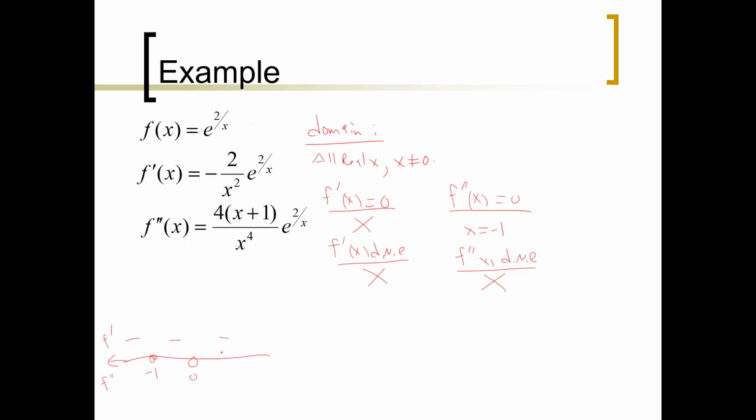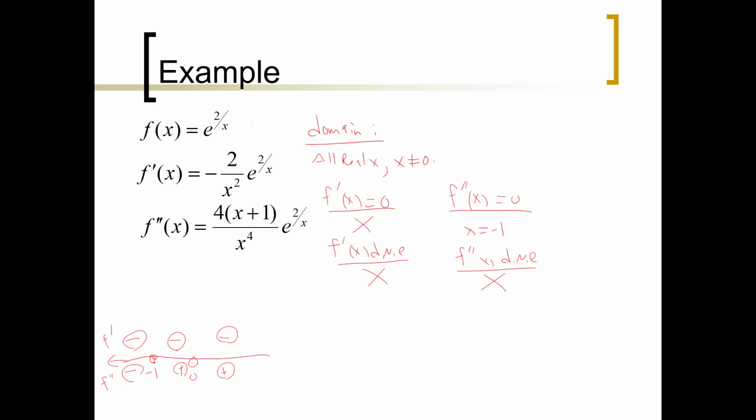But if you look at the second derivative, again, notice that this is always positive for any choice of x. This is positive for any choice of x. And this is positive if x is more than negative 1, and it's negative if x is less than negative 1. So the second derivative is negative in this interval and positive in these other 2. All right. That would then create a sign line for our first and second derivative.